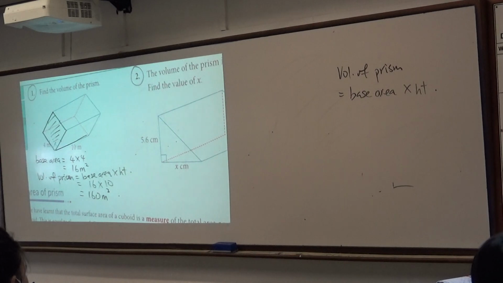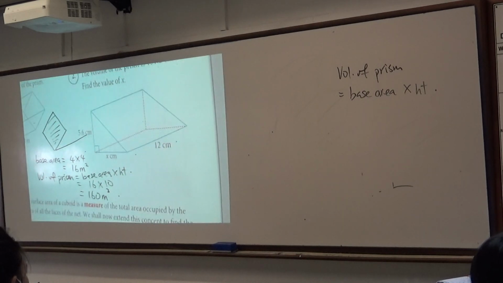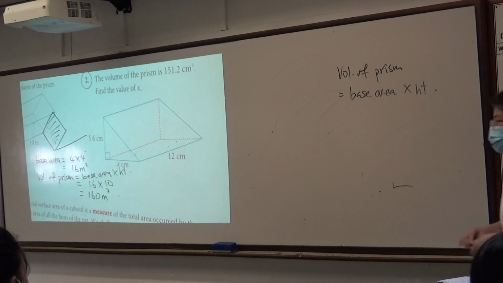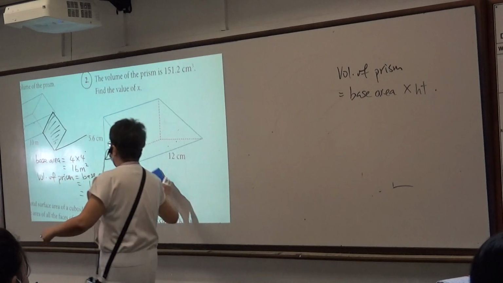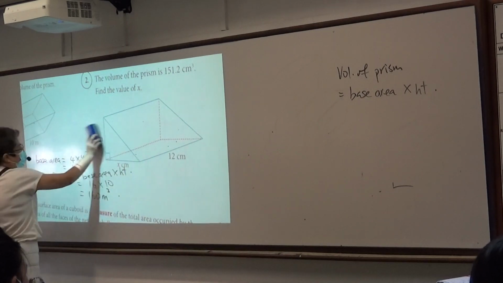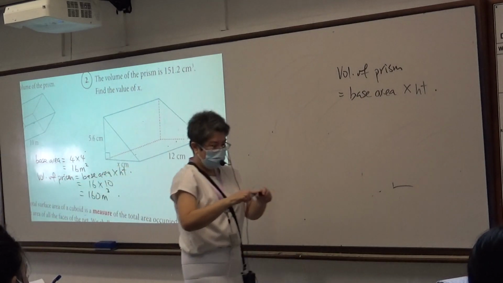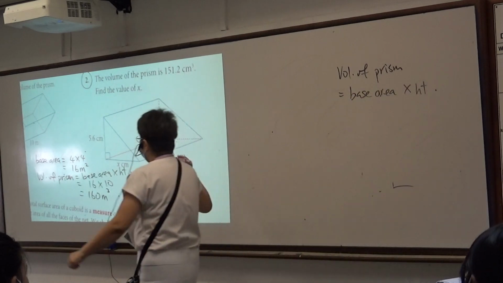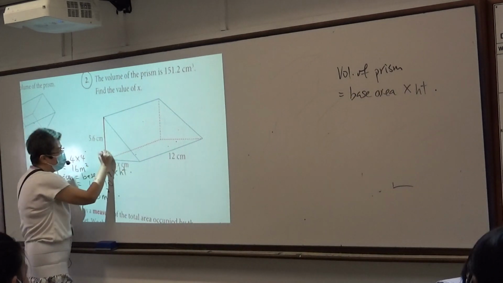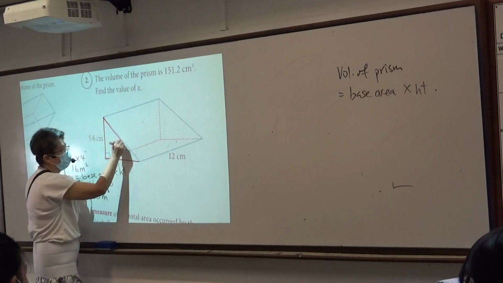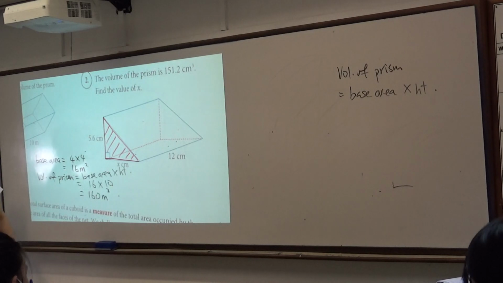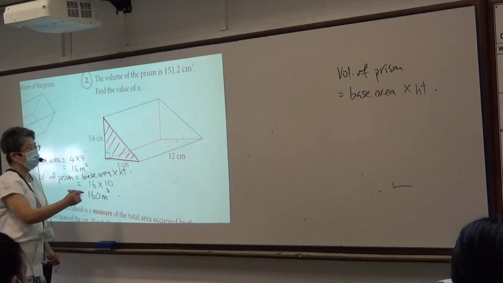Okay, now I'm going to do question 2. This is a more difficult prism, and students will make mistakes if they want to round everything up. Now, I'm going to use a different color. I want everyone to be looking at the board. All of you look up. Can you see that I will always shade this? This will be my base area, right? What is the height? Can you tell me? 12. Very good.